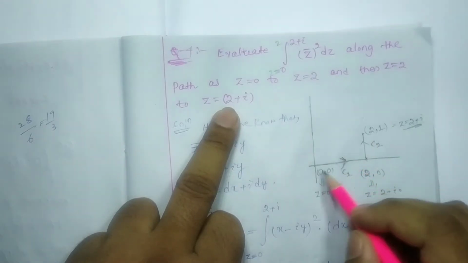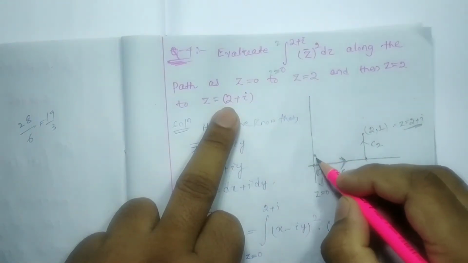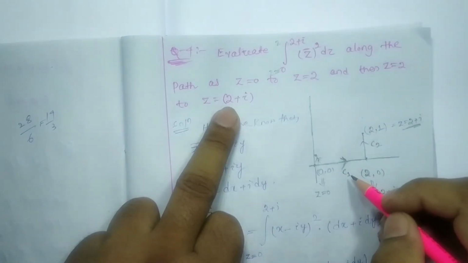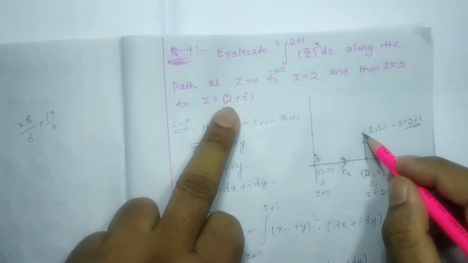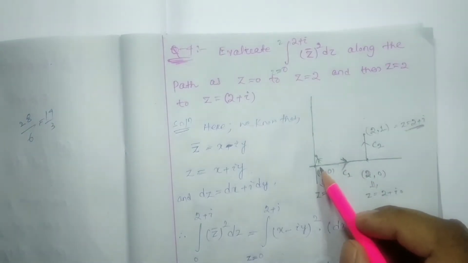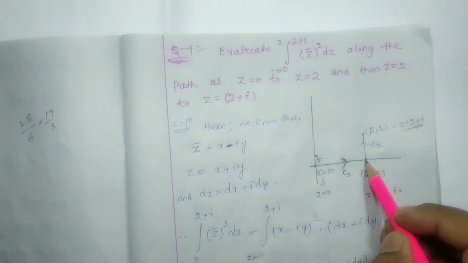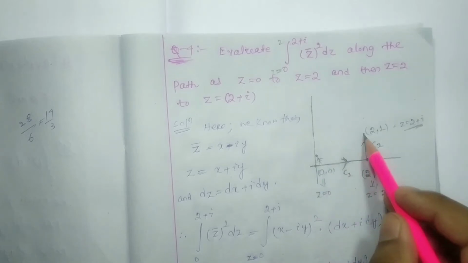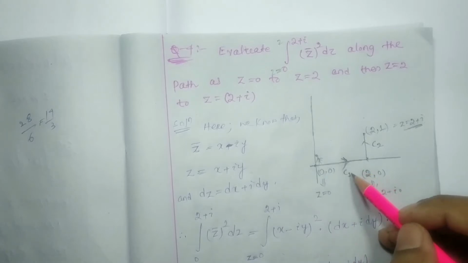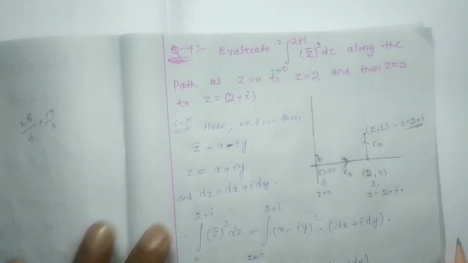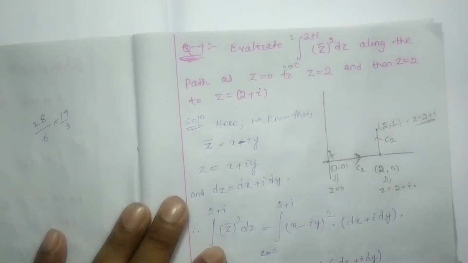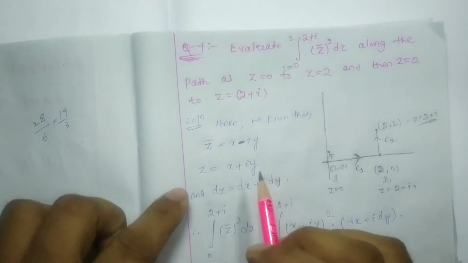So the path will be like this. You have to start from here and end here. This path can be segregated into two contours, or two line integrals, from here to here and from here to here. So the whole contour can be divided into two curves, C1 and C2. We will do it in a similar way as in our previous questions.